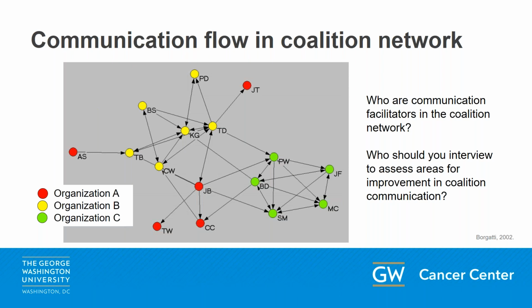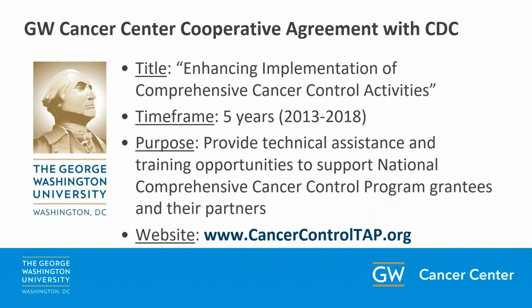You may also interview people like JT, as we mentioned before, on the top right-hand side in red from organization A, who receives information from TB in organization B, about barriers to communication. So that person might be good to talk to about, well, what are some barriers that you experience in receiving proper communication from the coalition? You only have one person that could potentially send you information. How do you think we can make communication easier for you? So in this way, social network analysis can be very helpful for program or coalition planning, evaluation, and improvement.